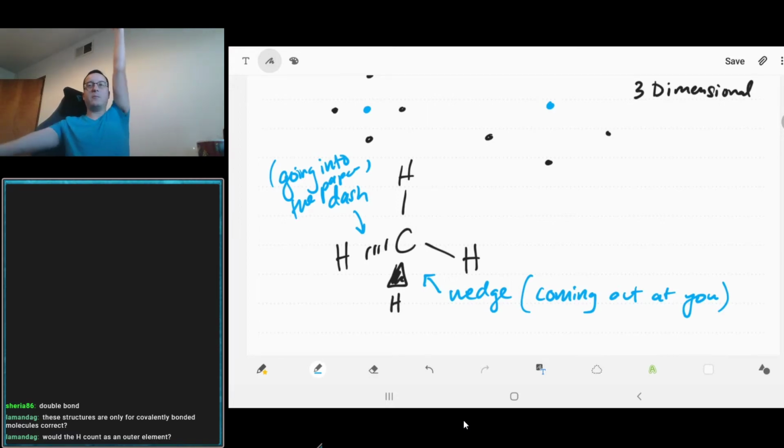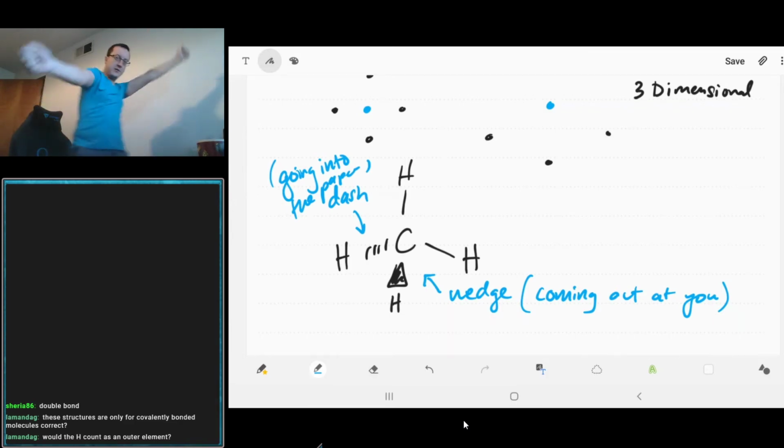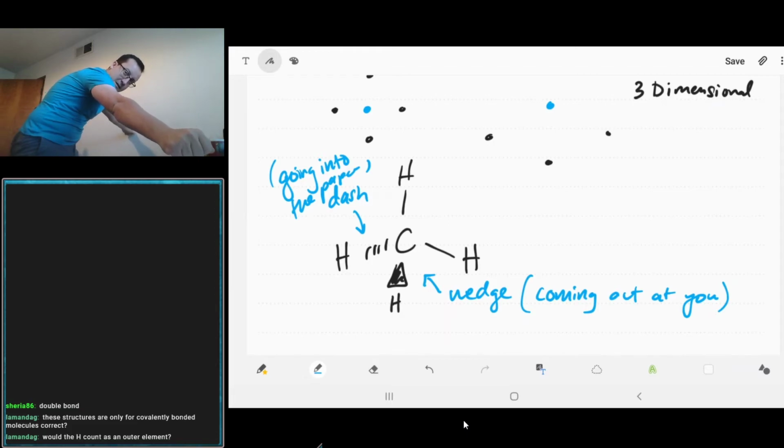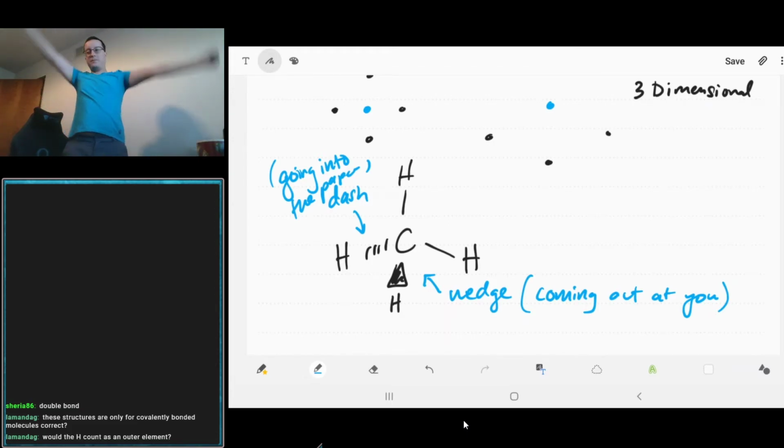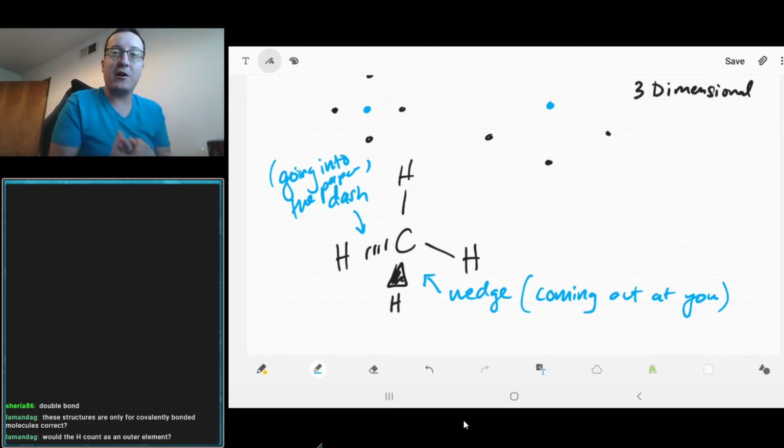So two of them straight up like this. Ugh. Time for me to do my stretches, I guess. So two of them are like this, and the other two are going to be like this. You can all do your stretches too, I will allow it. So we describe that because it's very hard for us to draw three-dimensional shapes, especially those of us with poor artistic skills. We use wedges and dashes to indicate when one is coming out at you and when one is going away into the paper or the board or whatever.